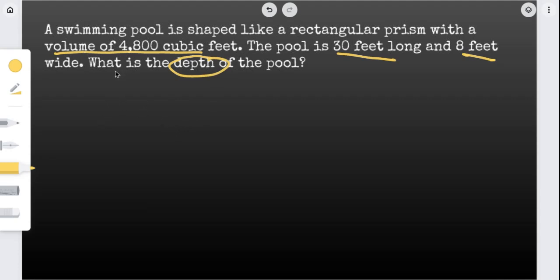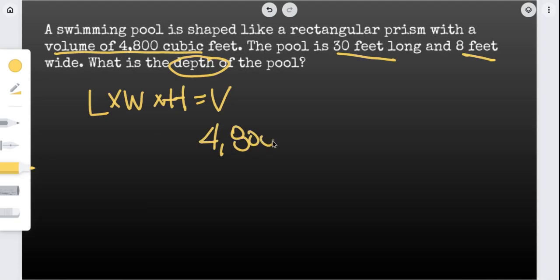Let's go ahead and start with what we know. What we know is how to find volume is length times width times height, and that's going to give us our volume. It already gives us some of this information. We'll start with that. The volume is 4,800. Does it give us the length? It does, 30. Does it give us the width? It does, 8.